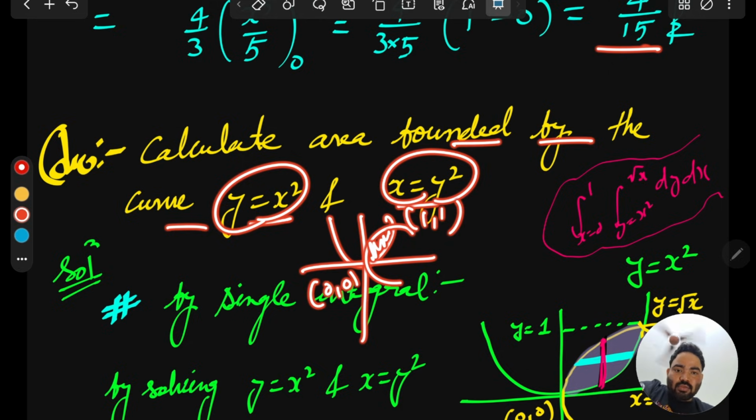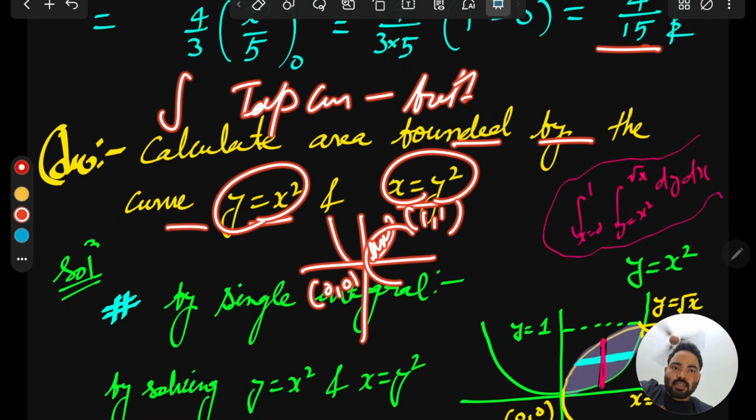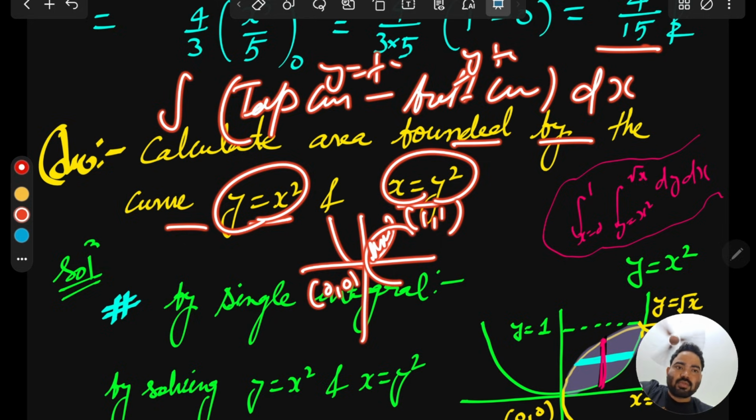And I already told you, you can find it by a single integral and also by a double integral. If you are going to do it with the single integral, then what you have to do? Single integral: just say top curve minus bottom curve. And if you say this is y equal to f(x) and this is y equal to g(x), then just integrate with respect to x and put the x limit a to b, whatever.